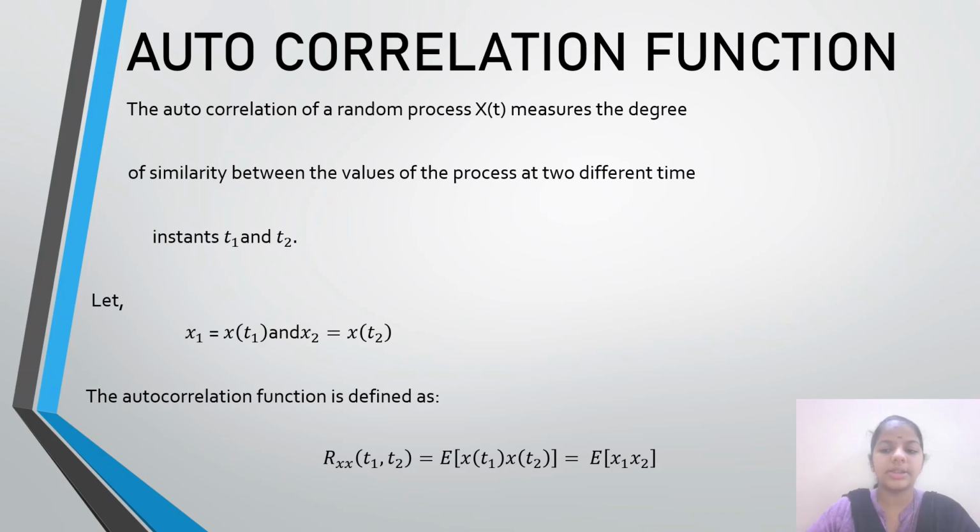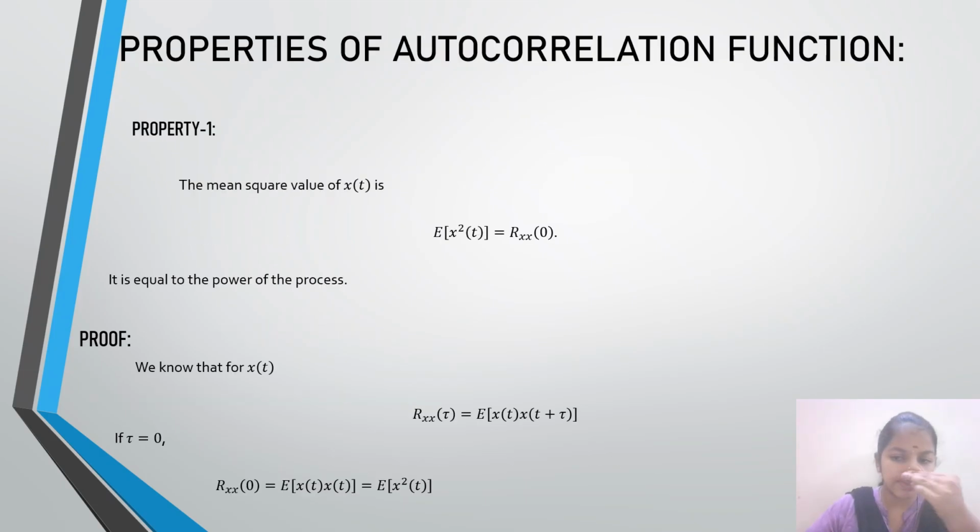Now we are going to discuss some of the properties of autocorrelation function. Property 1. The mean square value of x of t, expectation of x square of t, is equal to Rx of 0. It is equal to the power of the process. Proof. We know that Rx of tau equals expectation of x of t into x of t plus tau. If tau equals 0, then Rx of 0 is equal to expectation of x of t into x of t, that is equal to expectation of x square of t.